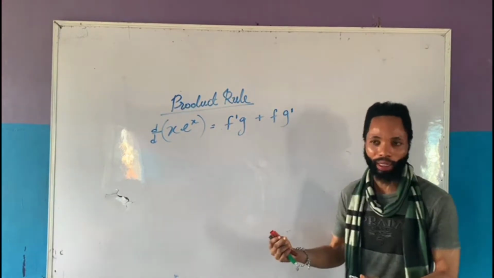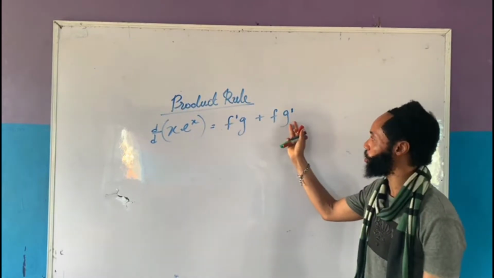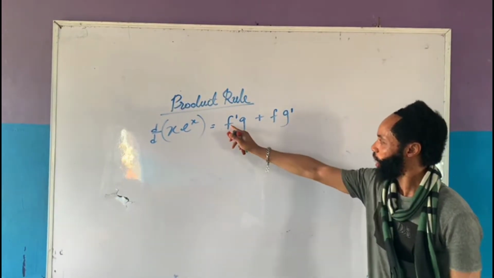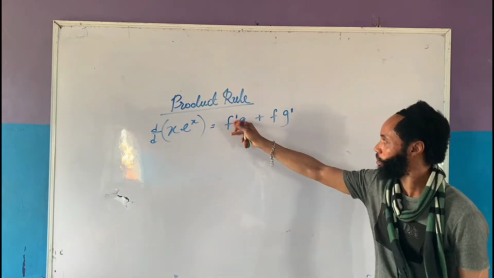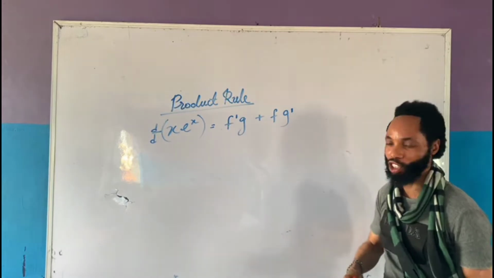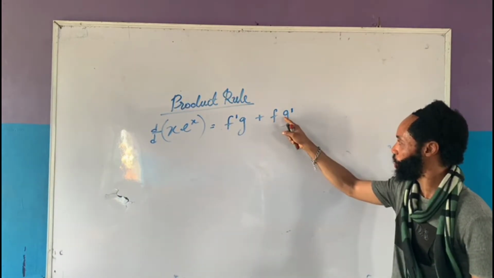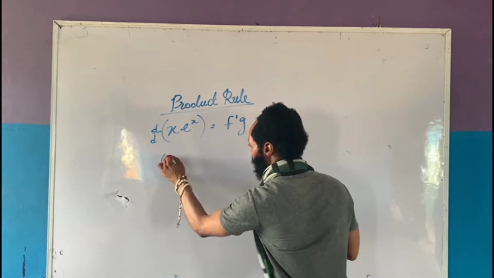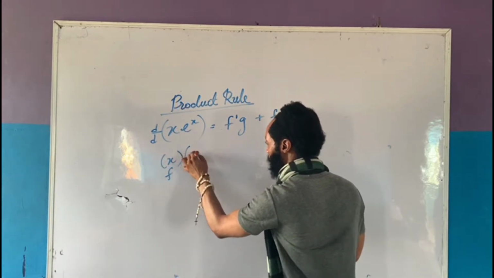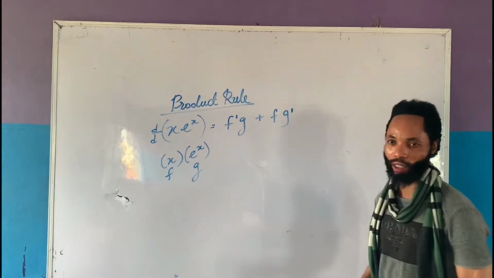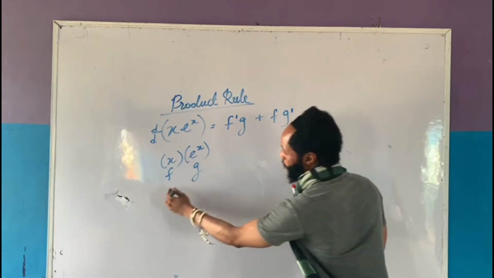How do I always remember this? I use frog plus frog. I feel fg gives me frog and there's another frog there. So if fg, just put your prime in the middle and you put your prime at the edge. It helps you understand that f prime of g plus fg prime. When you have your x as your f and your e raised to the power x as your g, then you can differentiate.